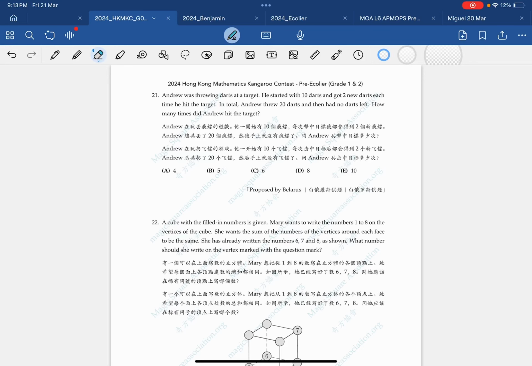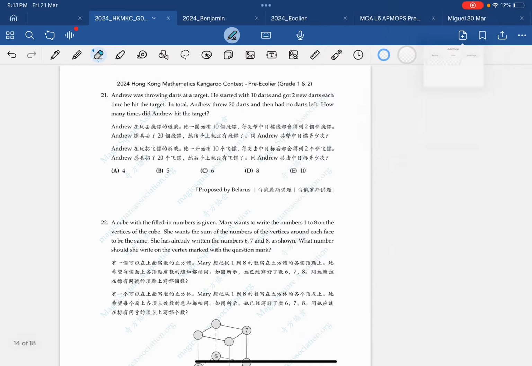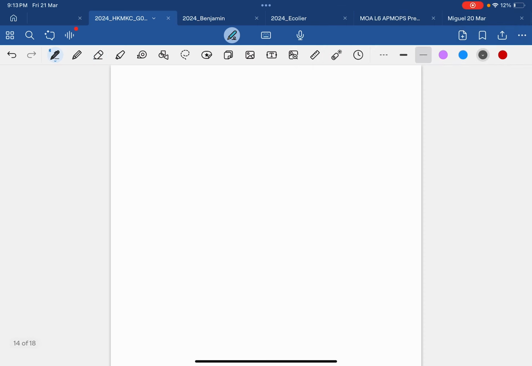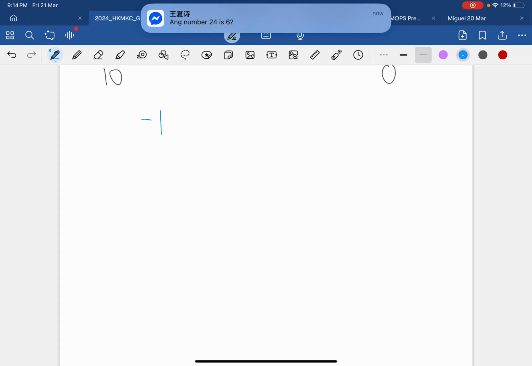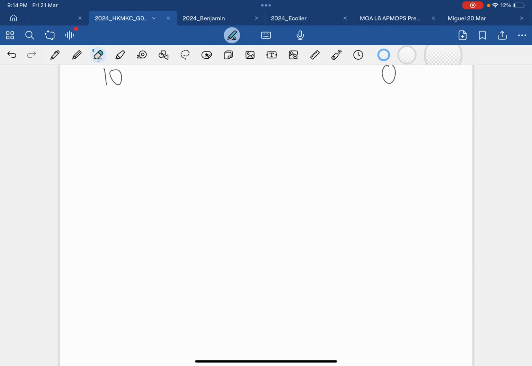Okay, question 21. So Andrew started with 10 darts and he ended up with 0. Right, so there are two outcomes. Either he just threw a dart and didn't hit the target, which means he lost one. So this is did not hit target, which gives you a -1, right?